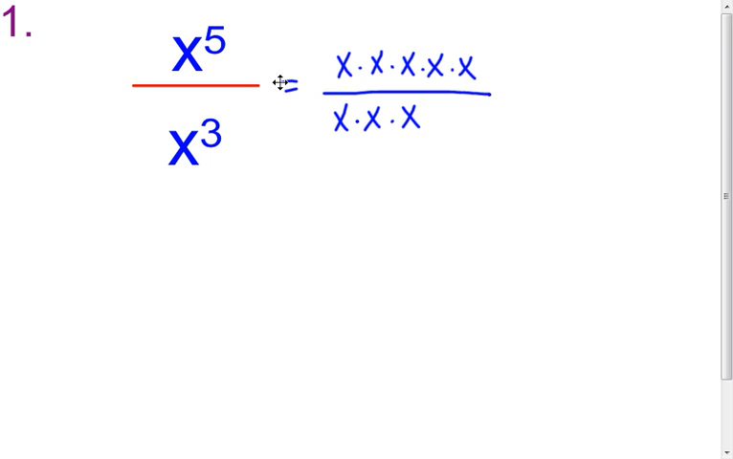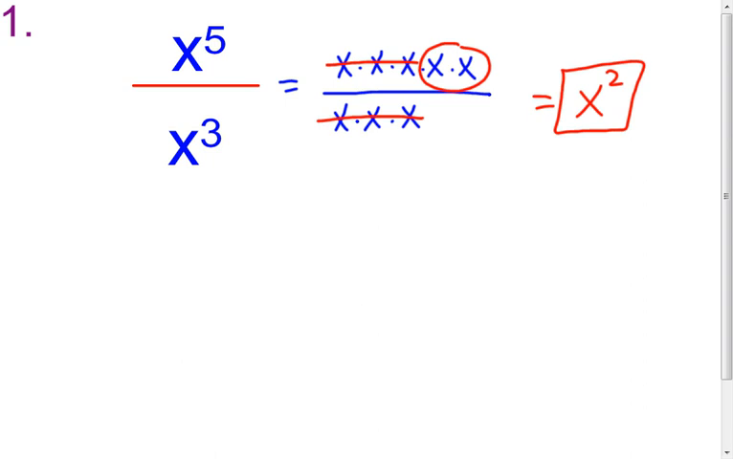This fraction, if you think about it this way, can be reduced. So 3 of those x's that are in the denominator cancel out with 3 of those x's that are in the numerator, and all I have left are these 2 x's in the numerator, which would leave me with x squared, okay? That's the long way to do it. But if you can understand it conceptually that way, it makes it a lot easier to do.